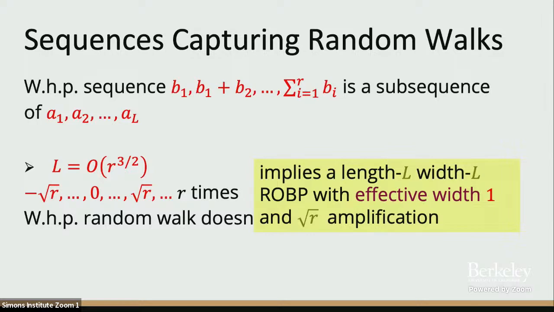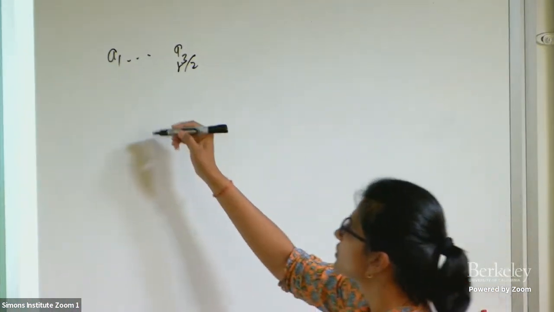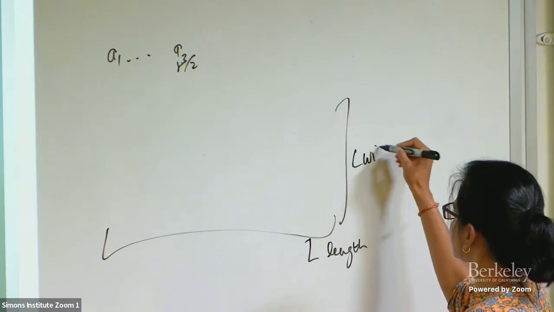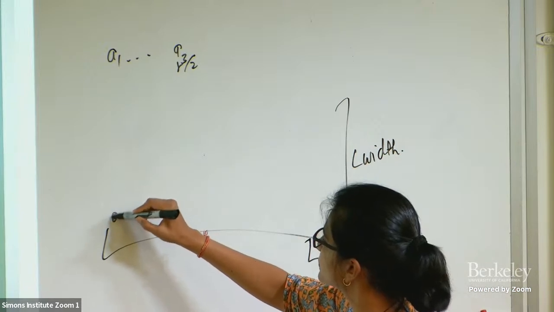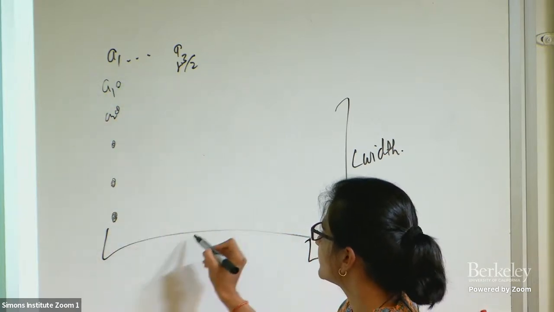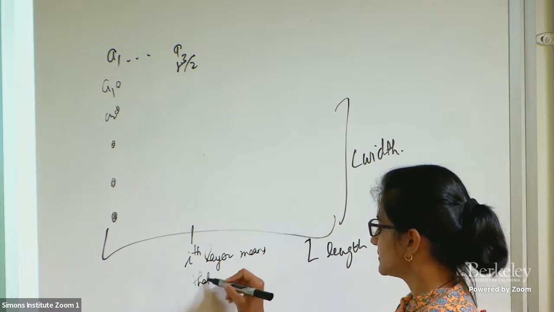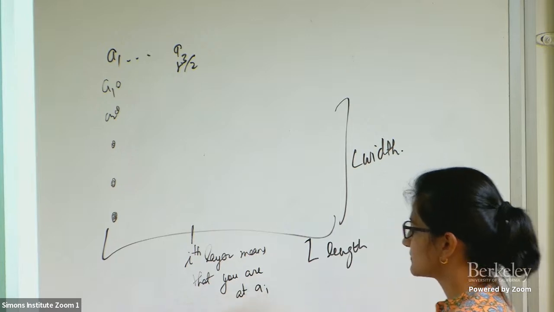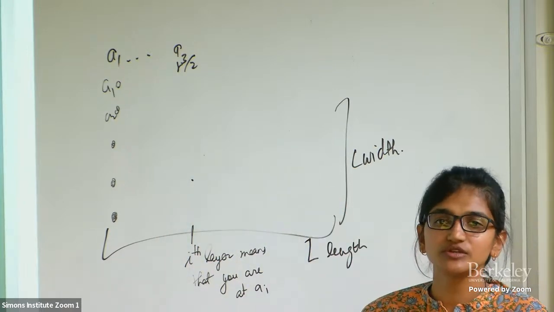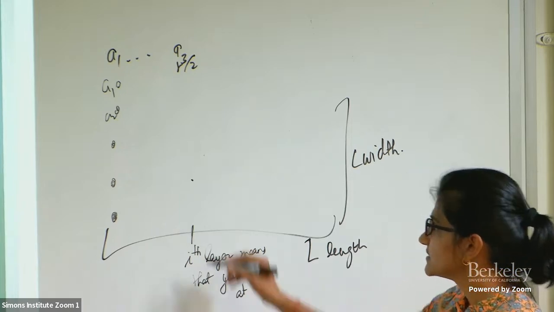So this means that you have an R^(3/2) length sequence such that this is satisfied. So what you do is you have length L and width L. Each vertex corresponds to an A_i, A1, A2, and so on, and the ith layer means that you are at A_i, basically the random walk has reached A_i. Whenever you are at A_i, only at that point you need to read the next bit and figure out what your next goal is.